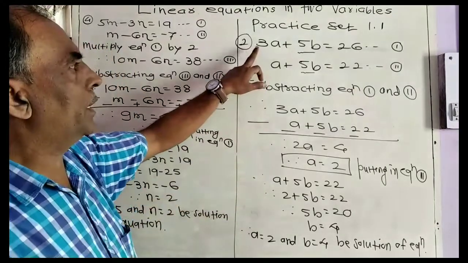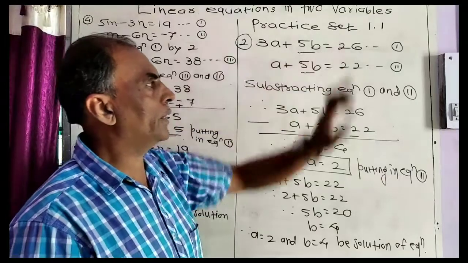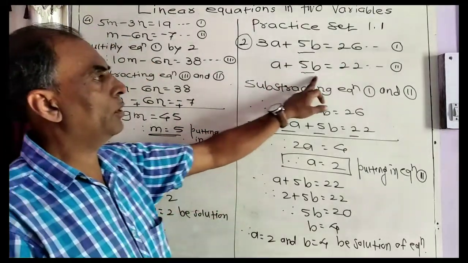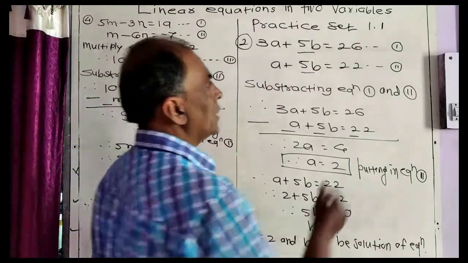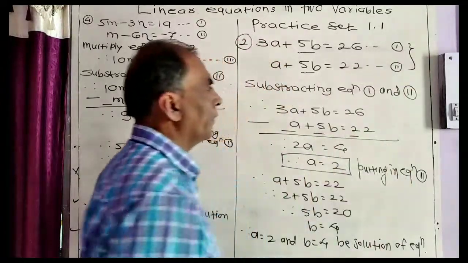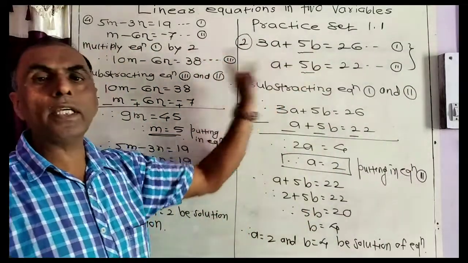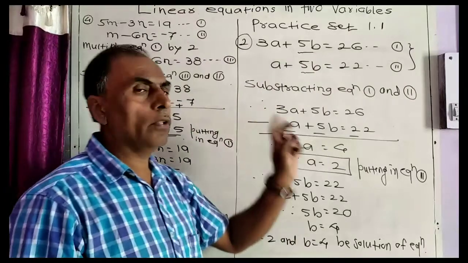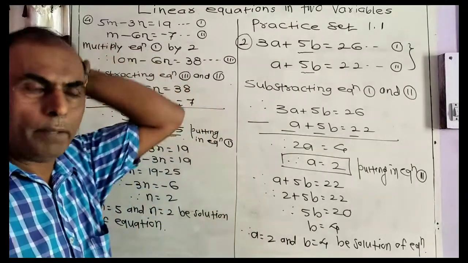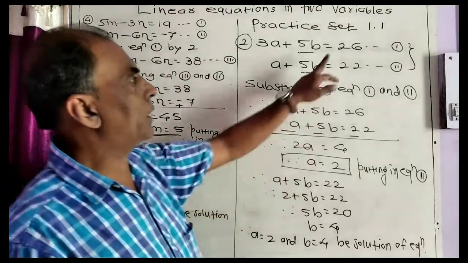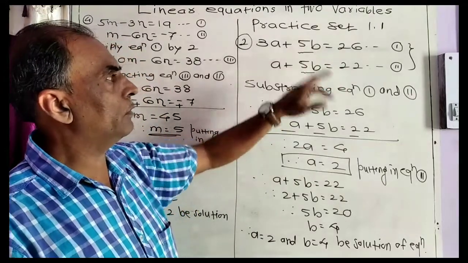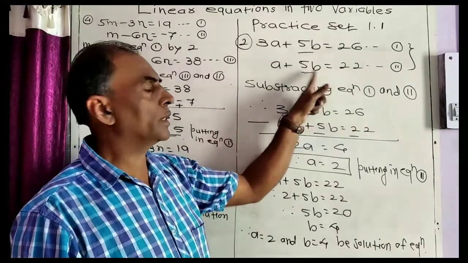So the first example is 3a + 5b = 26 and a + 5b = 22. Now in these two examples, we observe that the coefficient of the variable b is equal. Therefore, we are not equating the coefficient of b. In the first example, the coefficient of b is positive 5, and in the second, the coefficient of b is also positive 5.